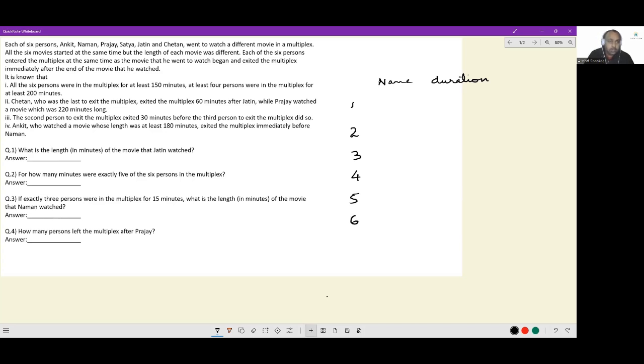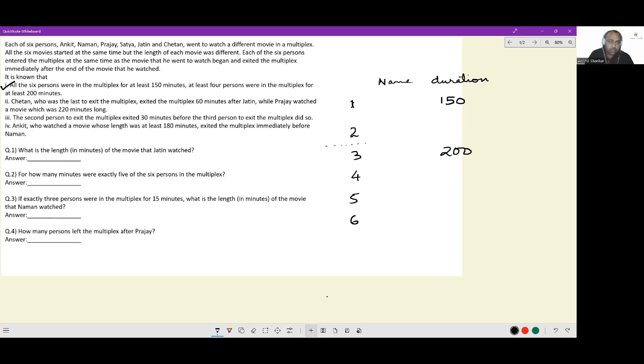All the six persons were in the multiplex for at least 150 minutes, which means every movie was at least 150 minutes long. So the person who leaves the multiplex earliest would have spent 150 minutes. And at least four persons were in the multiplex for at least 200 minutes. Now four persons, understand, it would be the last four who spent at least 200 minutes. So the time taken by the third person in watching the movie will be 200 minutes. This first point is entirely taken care of.